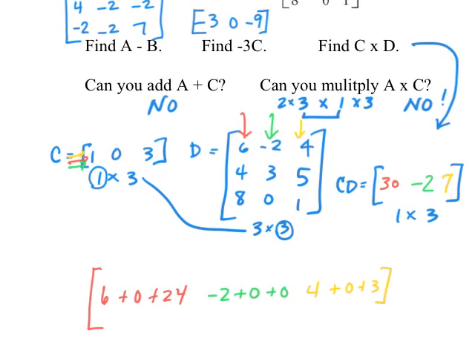When you haven't multiplied in a bit, you get rusty. The key is you are taking each row times each column. So 1 times 6 is 6, 0 times 4 is 0, 3 times 8 is 24, which makes the 30. Likewise, row by column, here's the greens, and row by column, here's the yellows. And that's how we get our answer, which is a 1 row by 3 columns.